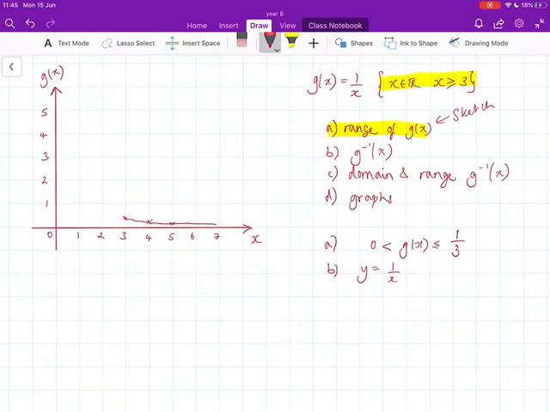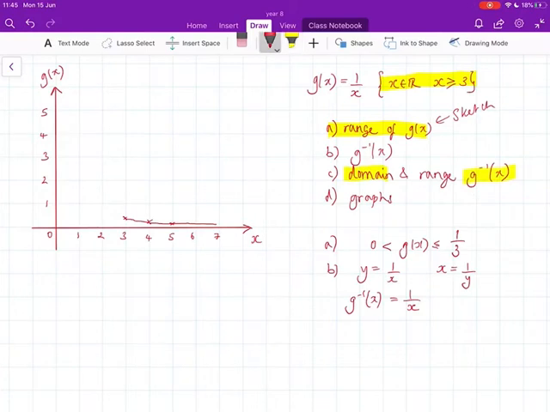Part B, we're asked to find the inverse function. So if we let y equals 1 over x and rearrange that to make x the subject, x will be equal to 1 over y, and therefore our inverse function, g to the minus 1 of x, will be 1 over x. So actually the inverse and the function are exactly the same as each other. So we then need to find the domain and the range of our inverse.